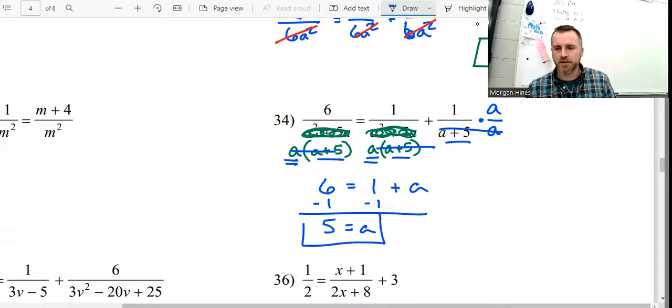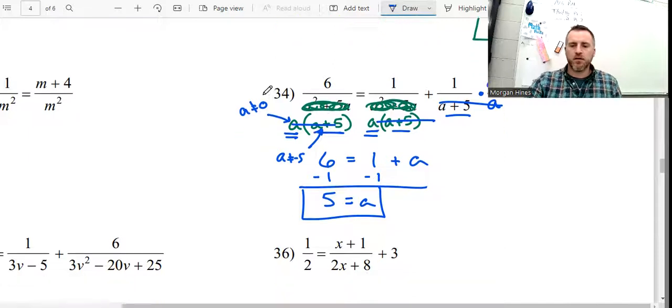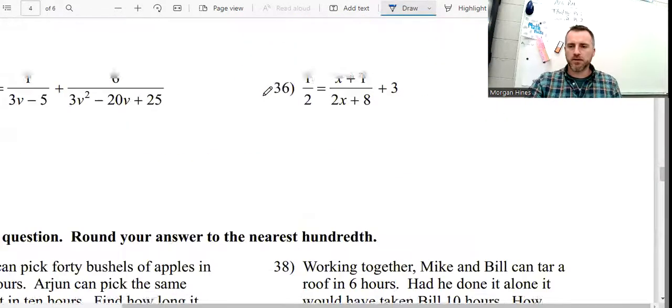And that is not an excluded value. From this factor, a couldn't be 0. And from this factor, a couldn't be negative 5. But it was neither of those things. So I don't have an extraneous solution. I have a real solution. All right. Now let's look at 36.